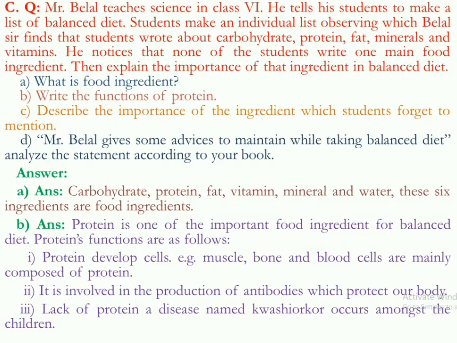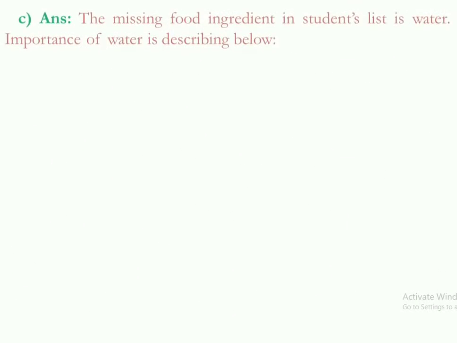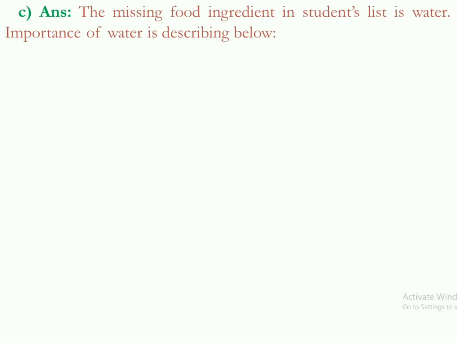Now let us see the question answer of C. That means the missing ingredient that students forgot in their list. The missing food ingredient in student list is water, because already we know that there are 6 food ingredients: carbohydrate, fat, protein, vitamin, mineral and water. As students wrote all the ingredients except water, so this is the missing ingredient in student list.